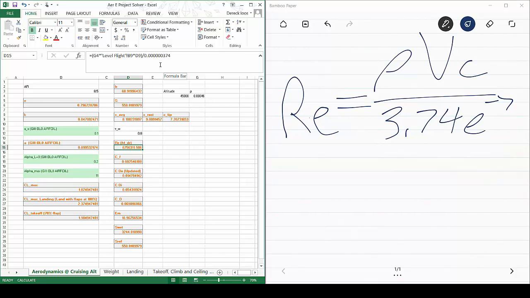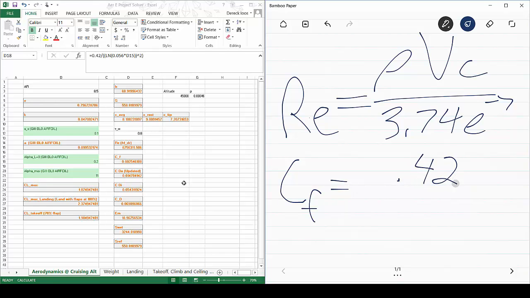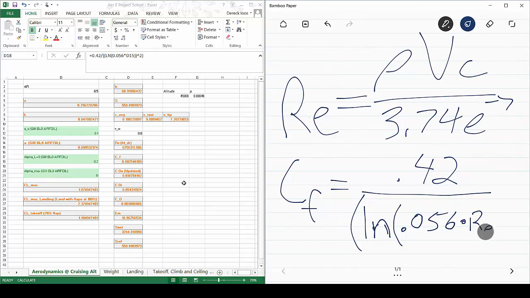Next, we can plug in our Reynolds number into the coefficient of friction equation, so this one right here, and that equation is CF, or coefficient of friction, is equal to 0.42 divided by the natural log of 0.056 times our Reynolds number, and then you square that value. So as you can see right here in coefficient of friction, we have 0.42 divided by the natural log of 0.056 multiplied by D15, which is our Reynolds number, and then you square that natural log value and you get your coefficient of friction.